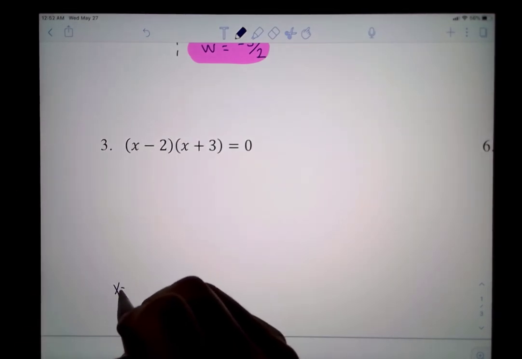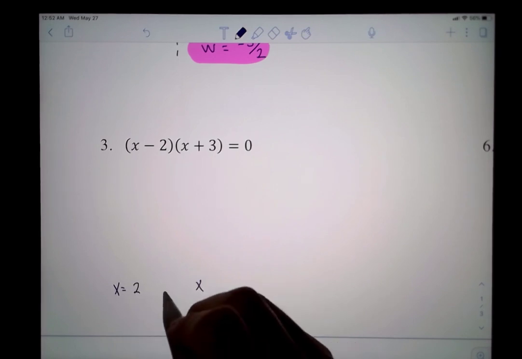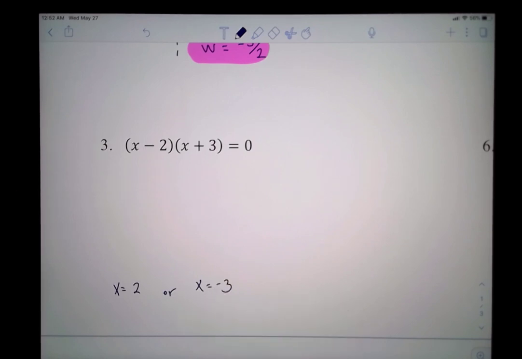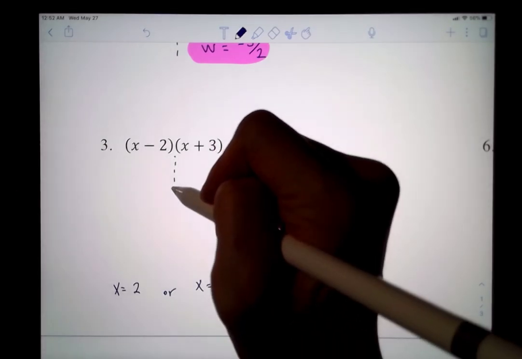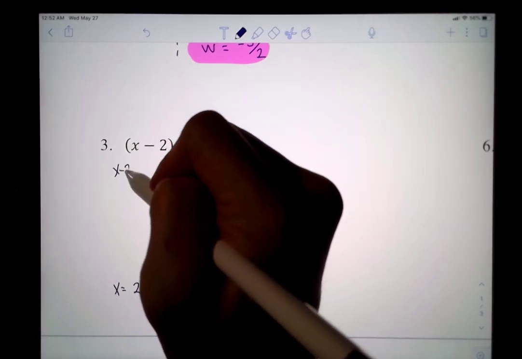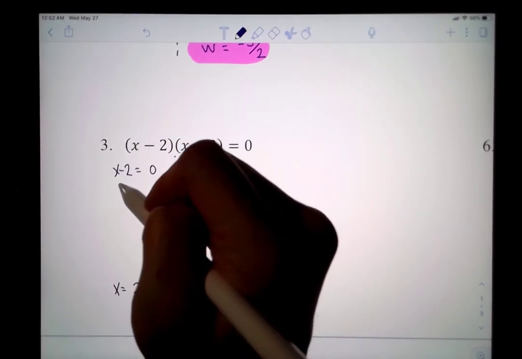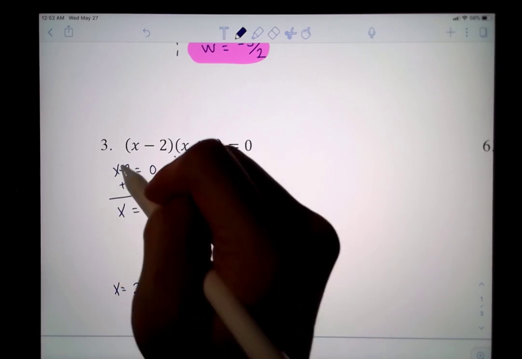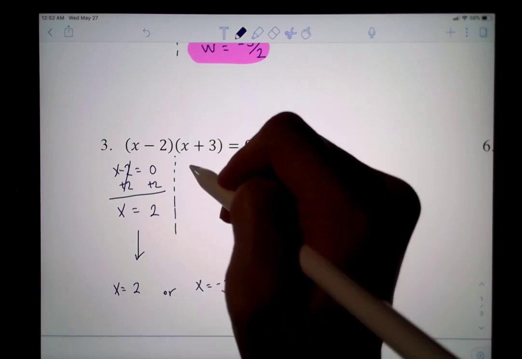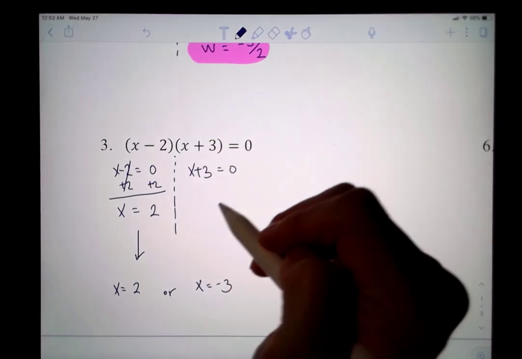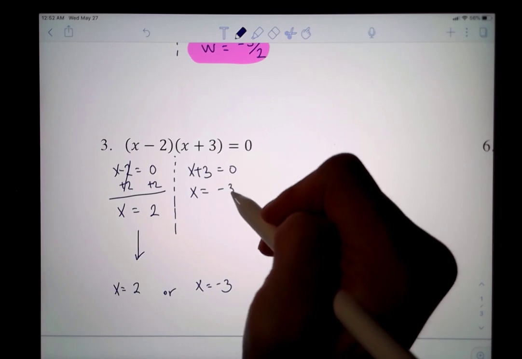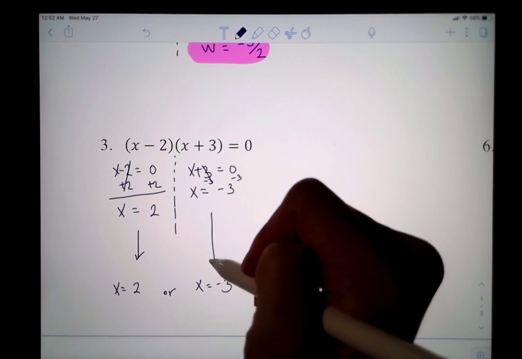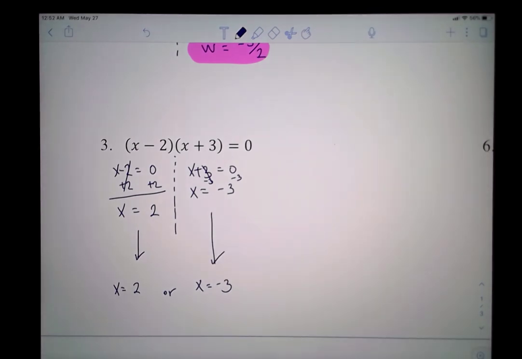So I know the answer will be 2 or what? Negative 3, because that's plus 3. Right? I know that, but let me just double check. Okay, so x minus 2 equals 0. Then you do plus 2 plus 2. Then you will get x equals 2. We got it, right? And x plus 3 equals 0. Then x equals negative 3 because you will do minus 3 minus 3, right? We got the same answer, like that.